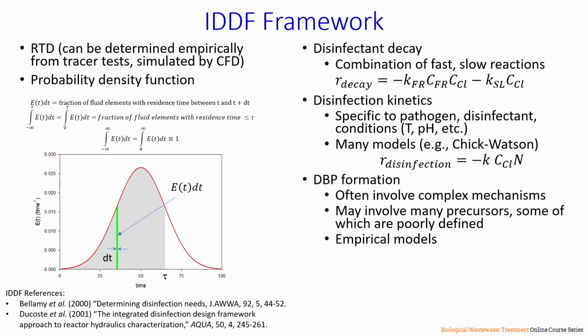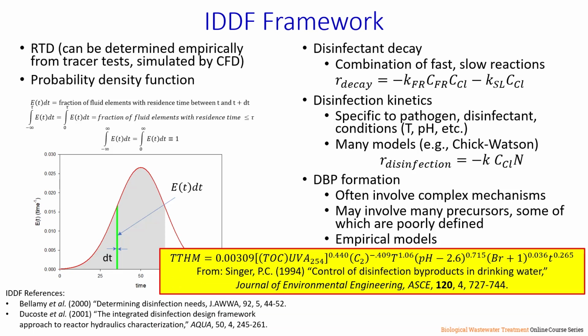We also need then a model to describe disinfection byproduct formation. Now, unfortunately, the mechanisms that are involved in the formation of disinfection byproducts tend to be fairly complex, and they may involve a number of different precursors, some of which are poorly defined. As a result, we often resort to empirical models, such as this one that was developed for total trihalomethanes to predict disinfection byproduct formation as a function of time. All of those pieces of information then are integrated into a numerical simulation to allow us to simulate overall process dynamics and ultimately to optimize the disinfection process.